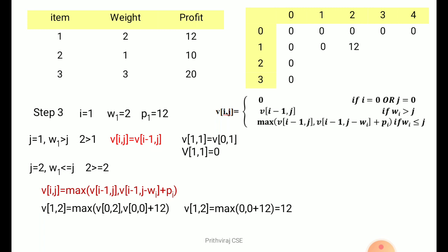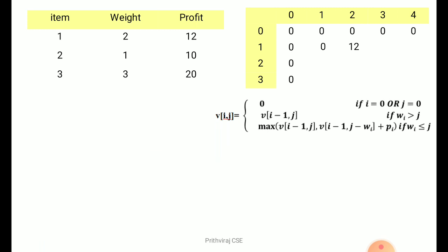Similarly, we have to compute all the other remaining values. Next is j equal to 3, and the w1 value remains the same, and the profit is also the same, because the i value is still 1.